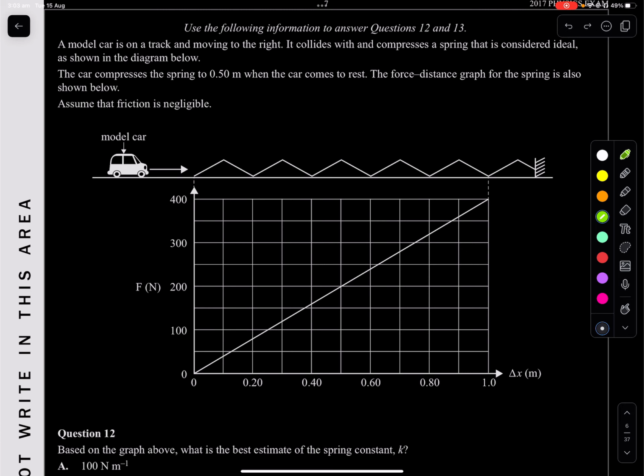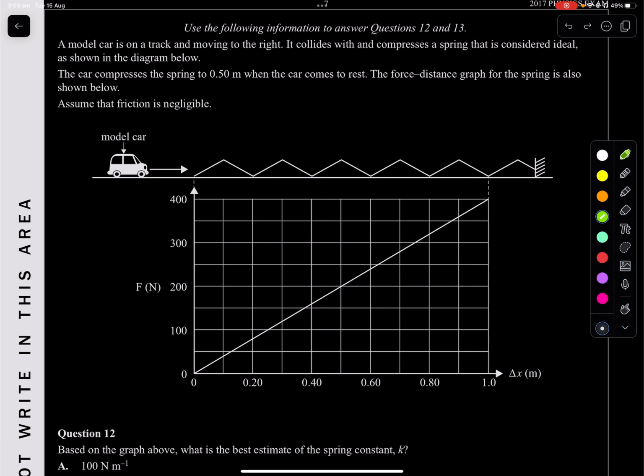All right, use the following information to answer questions 12 and 13. A model car is on a track and moves to the right. It collides with and compresses a spring that is considered ideal, as shown in the diagram below. The car compresses the spring to 0.5 meters. The car comes to rest. The force-distance graph for the spring is also shown. Assume that the friction is negligible.